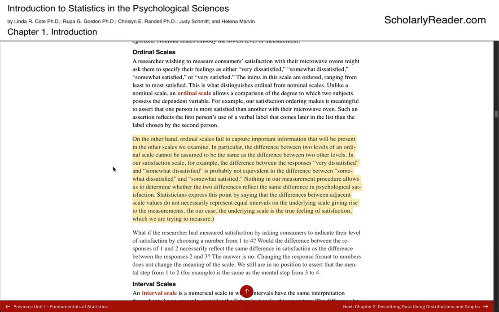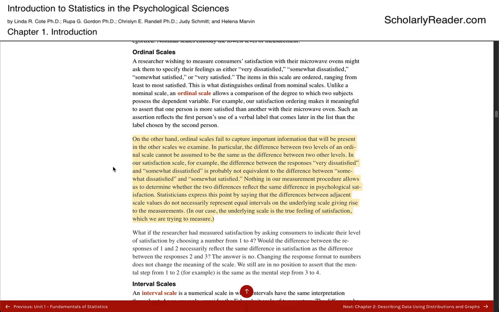On the other hand, ordinal scales fail to capture important information that will be present in the other scales we examine. In particular, the difference between two levels of an ordinal scale cannot be assumed to be the same as the difference between two other levels. In our satisfaction scale, for example, the difference between the responses very dissatisfied and somewhat dissatisfied is probably not equivalent to the difference between somewhat dissatisfied and somewhat satisfied. Nothing in our measurement procedure allows us to determine whether the two differences reflect the same difference in psychological satisfaction.